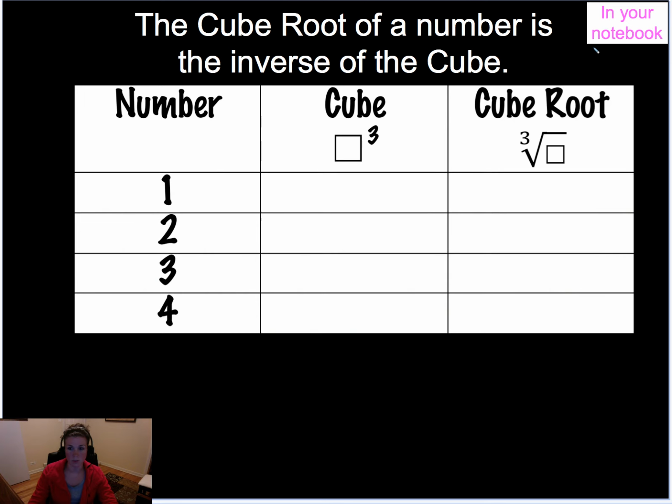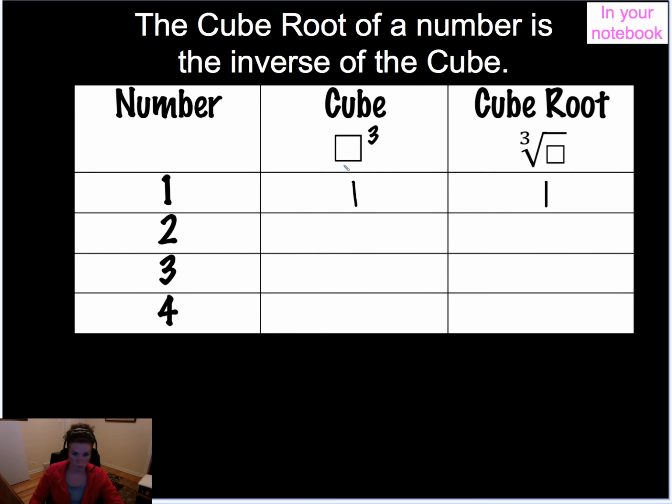So let's take a look at a few examples here. We have our numbers, we're going to figure out the cube, and then we'll figure out the cube root. So if my first number is 1, let's figure out the cube. 1 cubed would mean 1 times itself 3 times. So 1 times 1 times 1 would equal 1. Now the cube root is just the inverse of the cube, so it's undoing what we just did, so we go back to that original number, which is 1. Or you ask yourself, what times itself 3 times equals 1? In this case, it's 1.